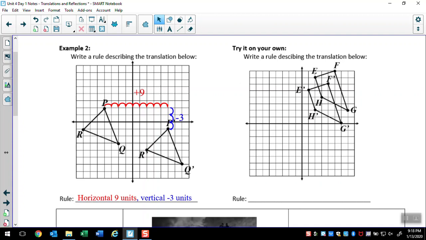Write a rule describing the translation below. Go ahead and pause your video now. All right.